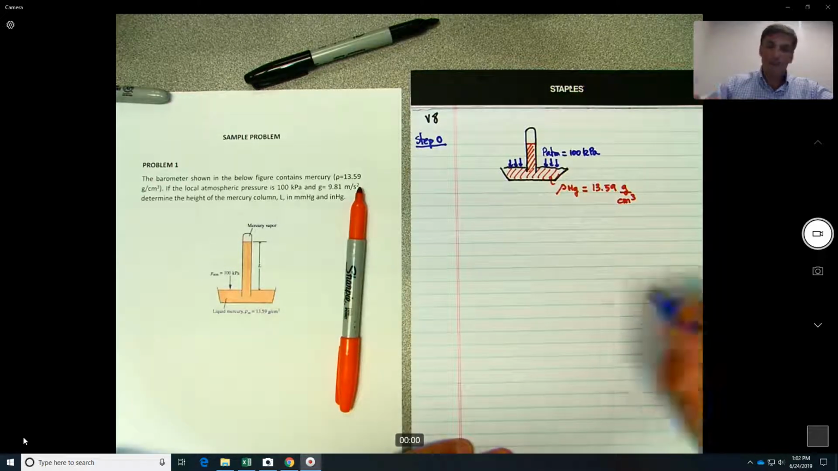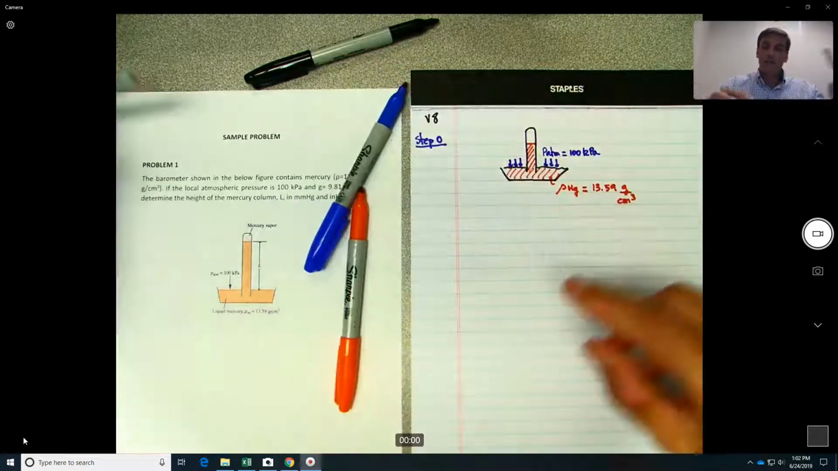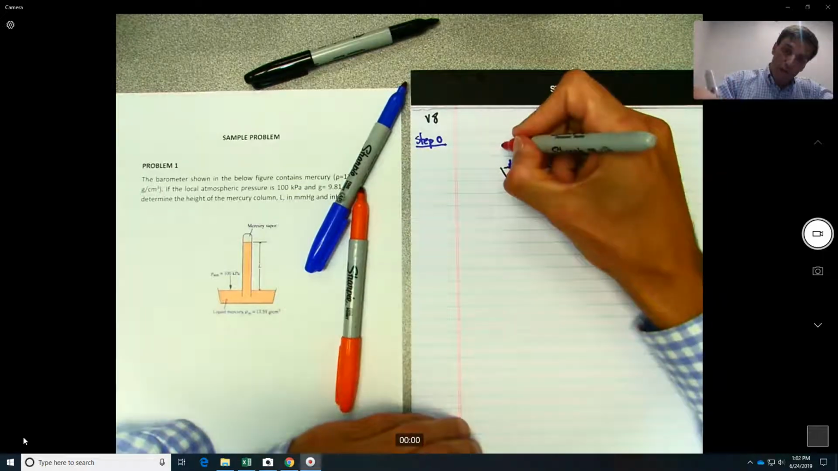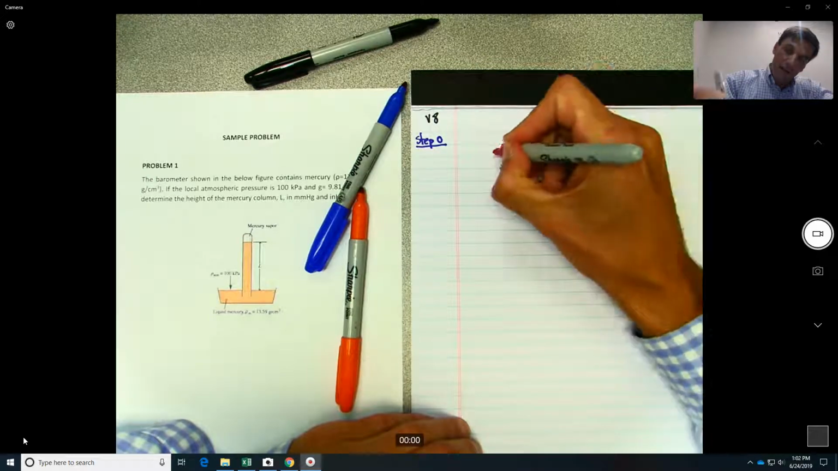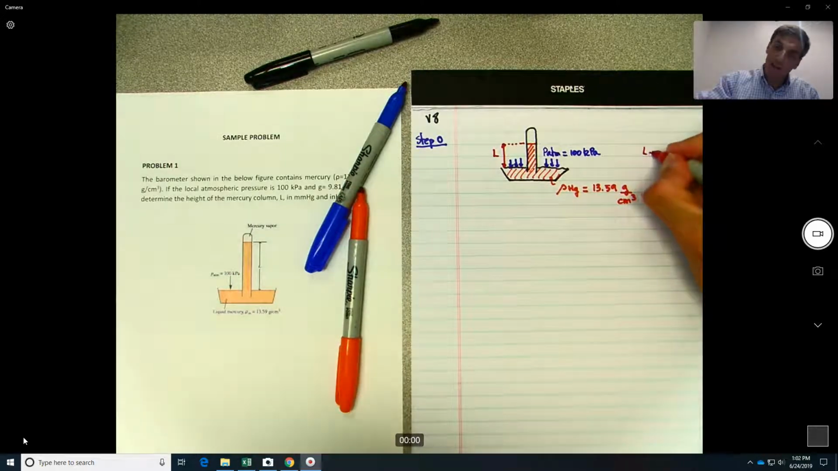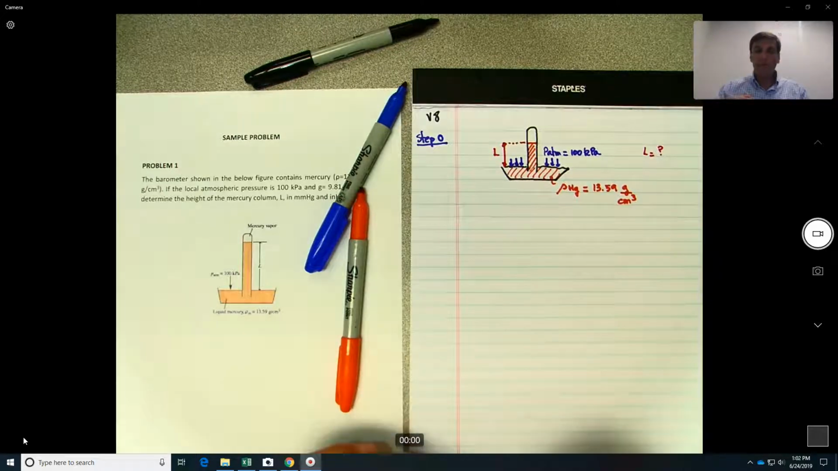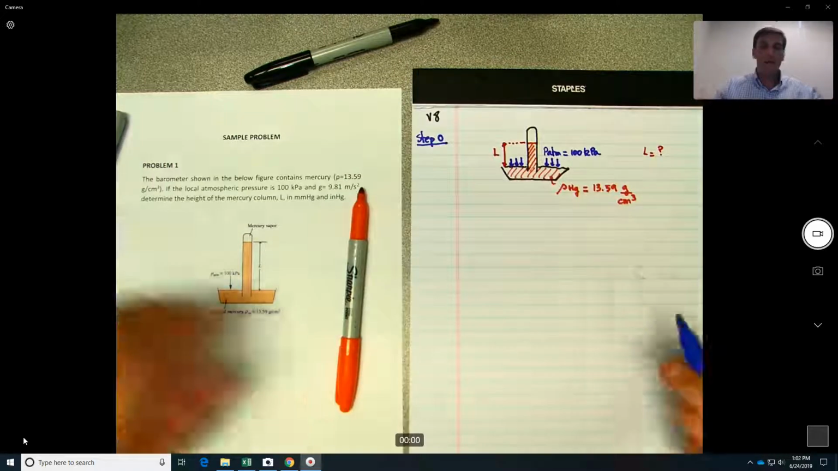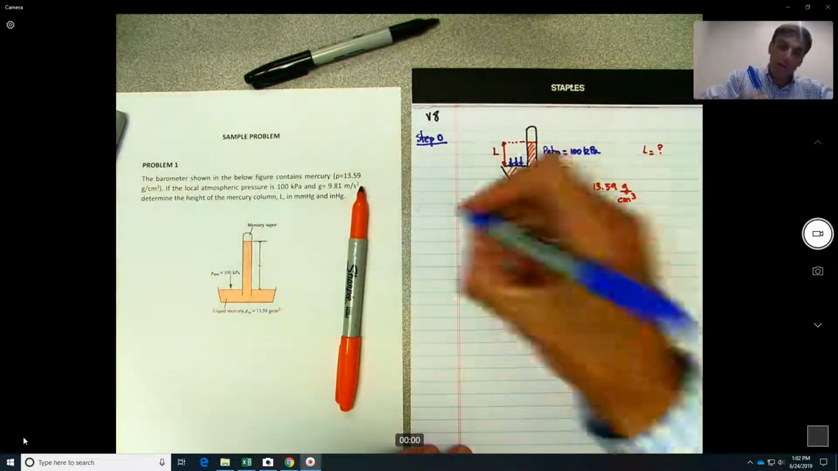All right, and basically what is it that we need to find? We need to find the height L over here. Okay, so basically L is what we need to solve for. All right, so this is step 0. So let's go to step 1.